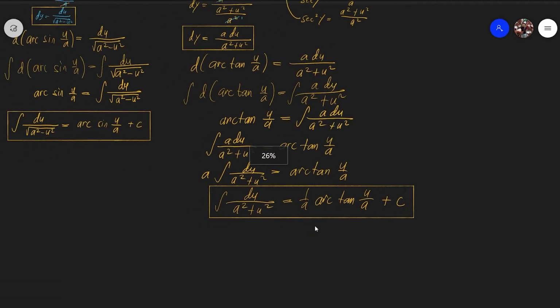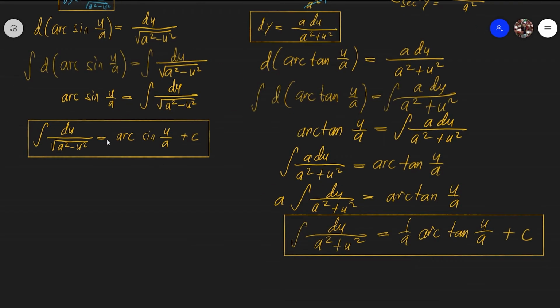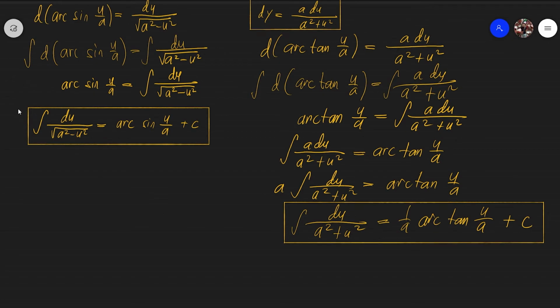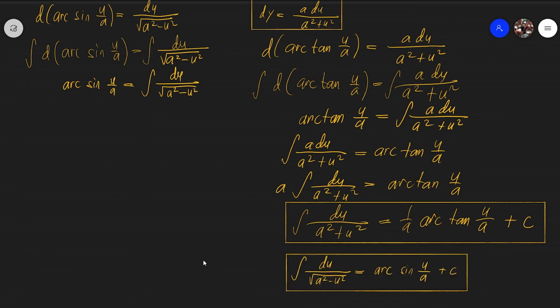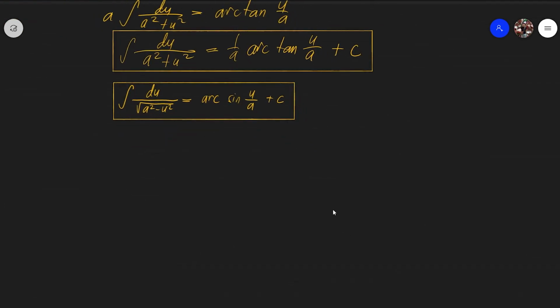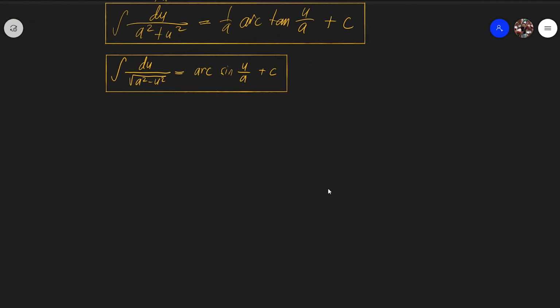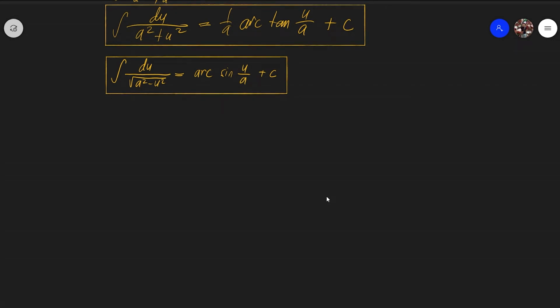So, you have two formulas: this one right here and this one. Let me just put it here for our reference later. So, this is now our formulas for the inverse trigonometric function, formulas of integration. We just discussed these two, and we'll have at least 2 sample problems. Okay, sample problem number 1.